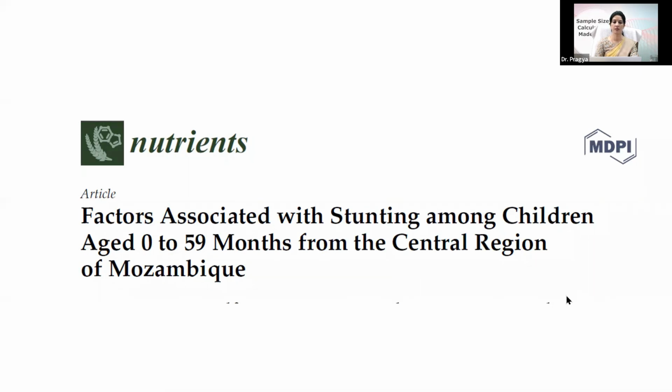This is the question. Is not having the disease or outcome sufficient to define a control? Yes or no? The answer is no. Only not having the disease is not a sufficient criterion to define a control.